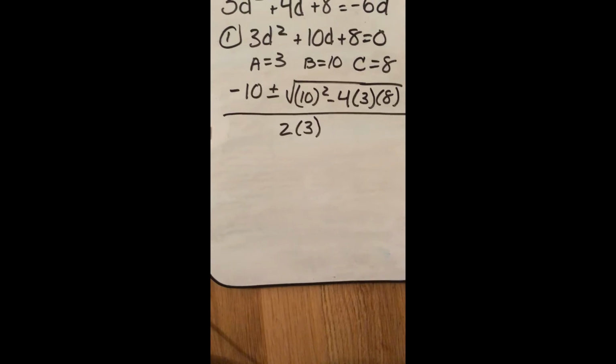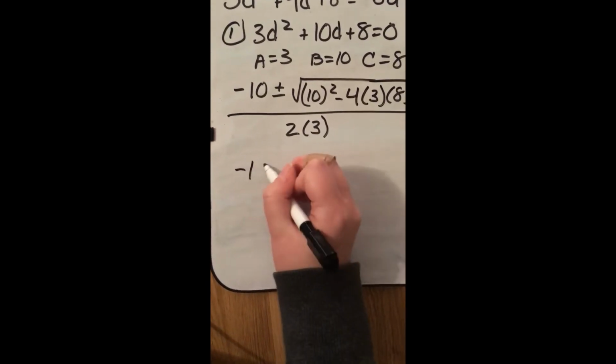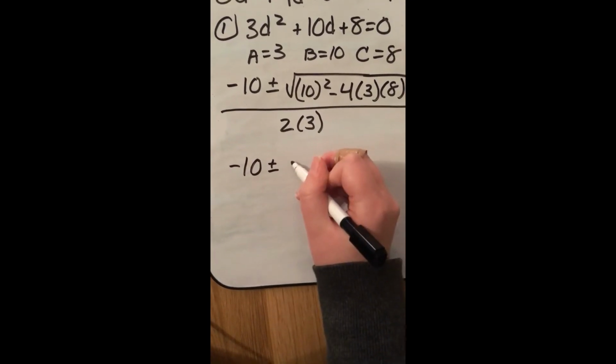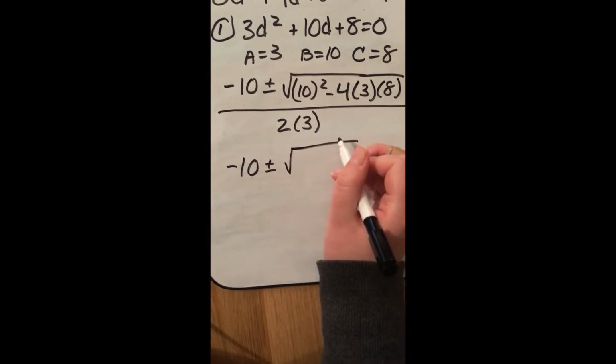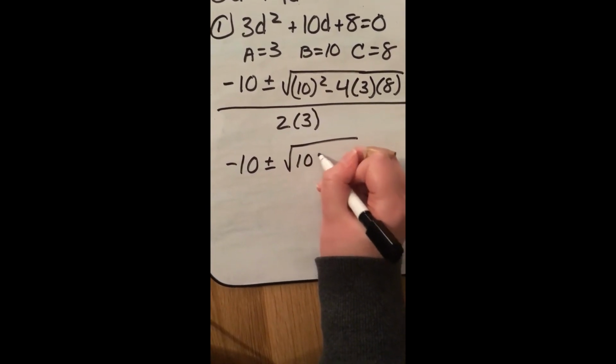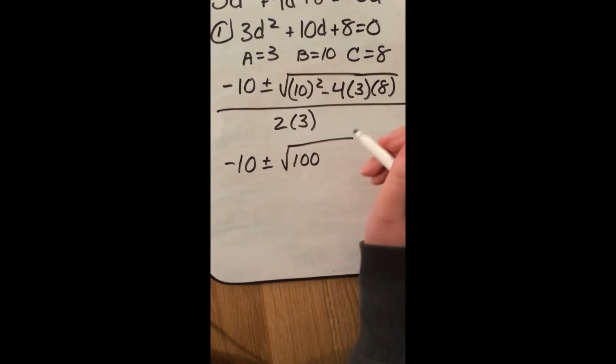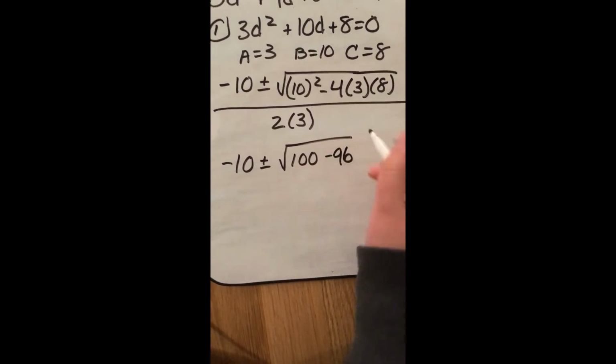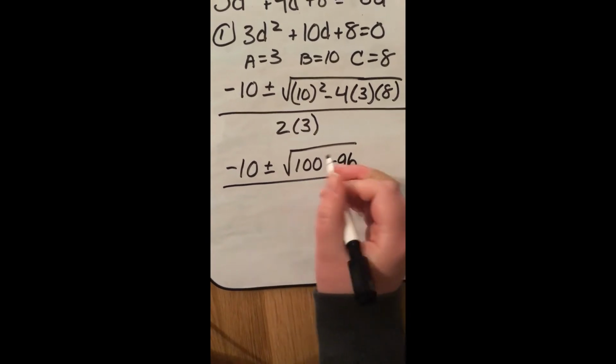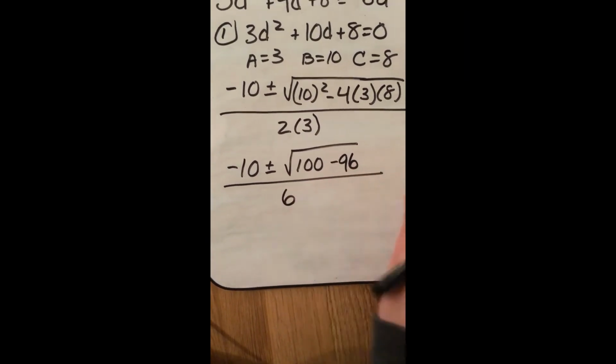So let's start simplifying this. Negative 10 plus or minus the square root of 10 squared, which is going to equal 100. Negative 4 times 3 times 8 is going to equal negative 96. Then 2 times 3 is 6.